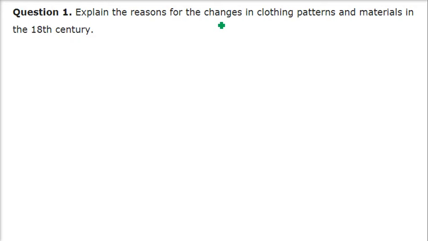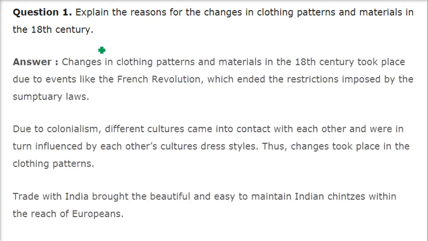Explain the reason for the changes in clothing patterns and materials in the 18th century. Changes in clothing pattern and materials, that is the style and the content, in the 18th century took place due to events like, first, the French Revolution. This French Revolution ended the restriction imposed on the dress code, that is, it ended the sumptuary law. And because of colonialism, the Western culture and the culture of the colony came into contact with each other and were in turn influenced by each other's dress style. That is how the changes took place in the clothing patterns.